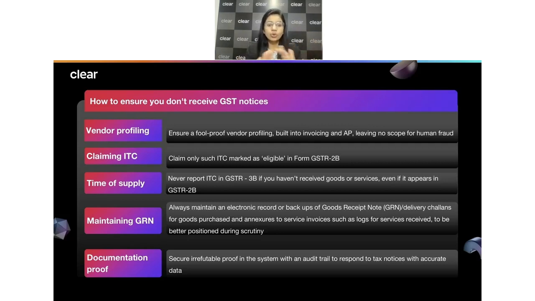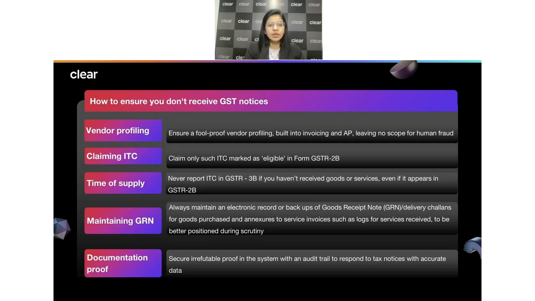The answer is again no, you cannot do that. You have to do the reconciliation between your 2B and your purchase register. After doing the reconciliation, only then will you be allowed to claim some ITC in GSTR 3B correctly.